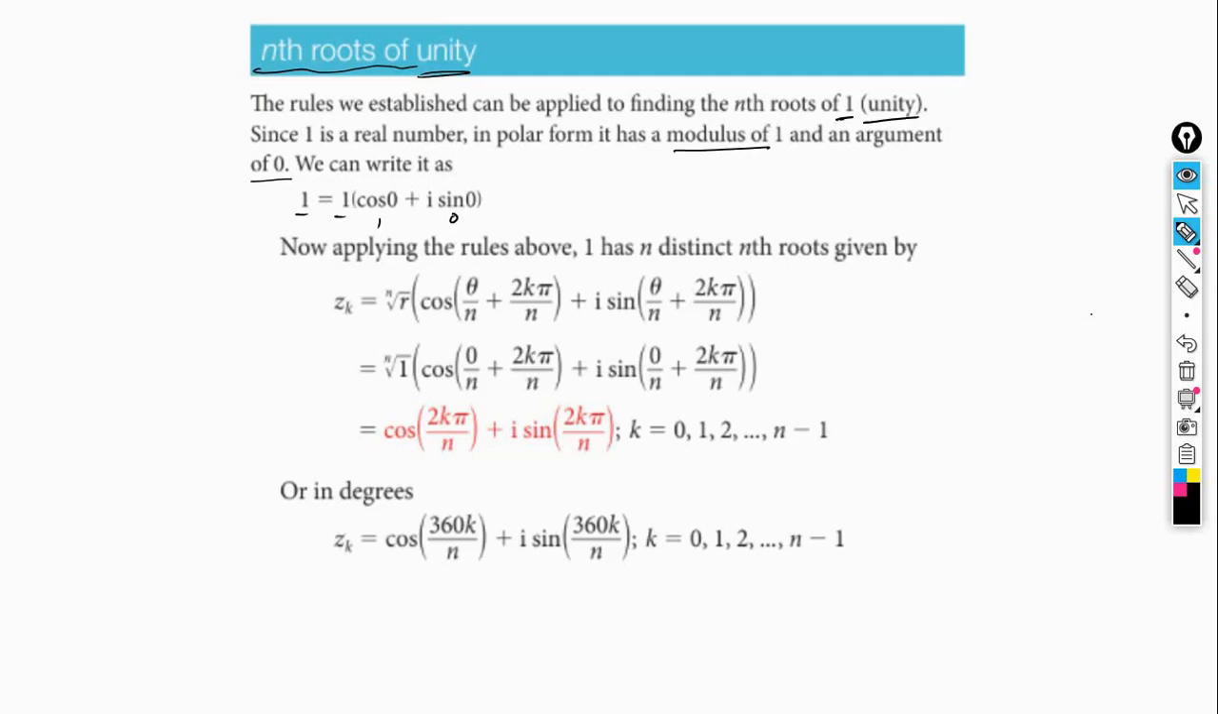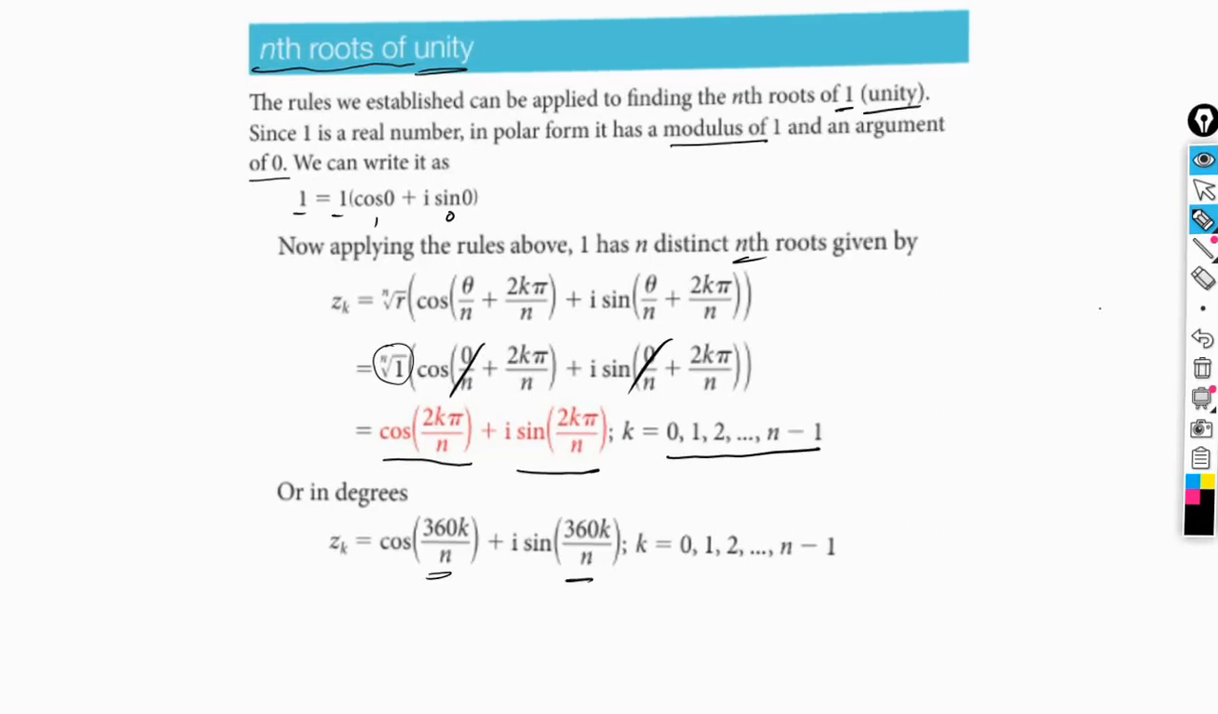Then we can apply the rules from before, and 1 has n distinct nth roots given by the formula we saw previously. Notice that once you do 0 over n, this just cancels out, and we end up with this expression here. Obviously, the nth root of 1 is always going to be 1. So cosine of 2k pi over n plus i sine of 2k pi over n, with k equal to 0 all the way to n minus 1. Or in degrees, 360 degrees times k over n for both cosine and sine.